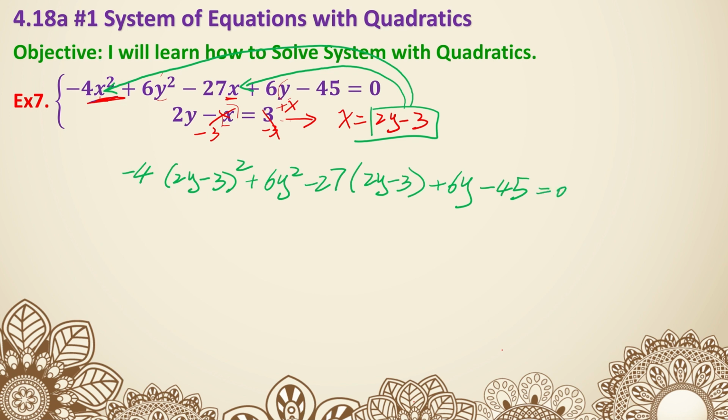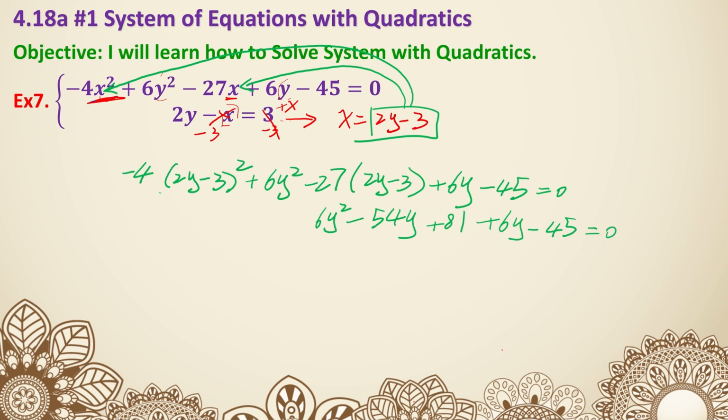So now it's time to simplify everything. I'm going to leave the first part for the end. Let's simplify everything else. We have 6y². Then we have minus 27 times 2, which is 54y. And then negative 27 times negative 3 is a plus 81. And then we still have the plus 6y minus 45, still equal to 0.